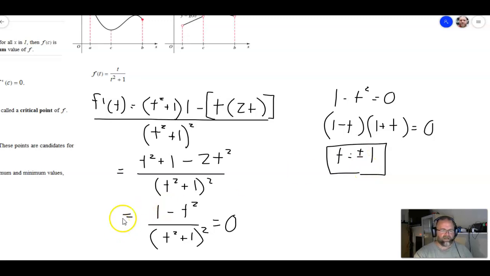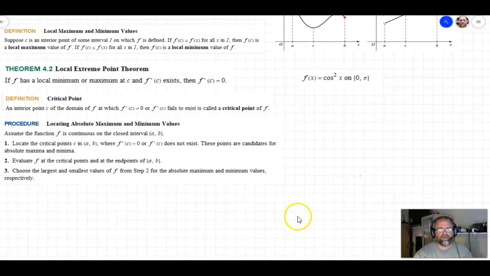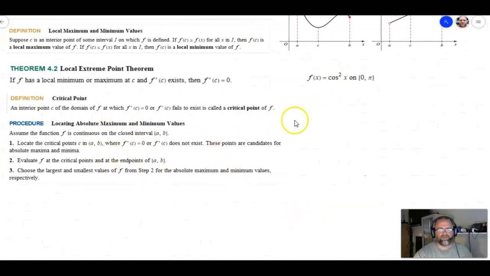All right, let's take a look at another example. For this one, I want to find the absolute maxima and minima. That means the x value that gives us the largest y value and the x value that gives us the smallest y value on the interval from 0 to pi. So how do we do that? First of all, pause the video, see if you can use those procedures to solve it, and then we'll go over the solution.